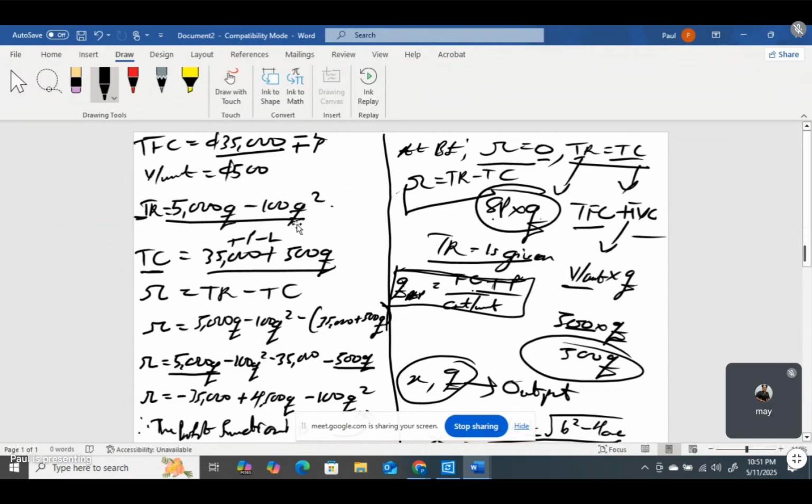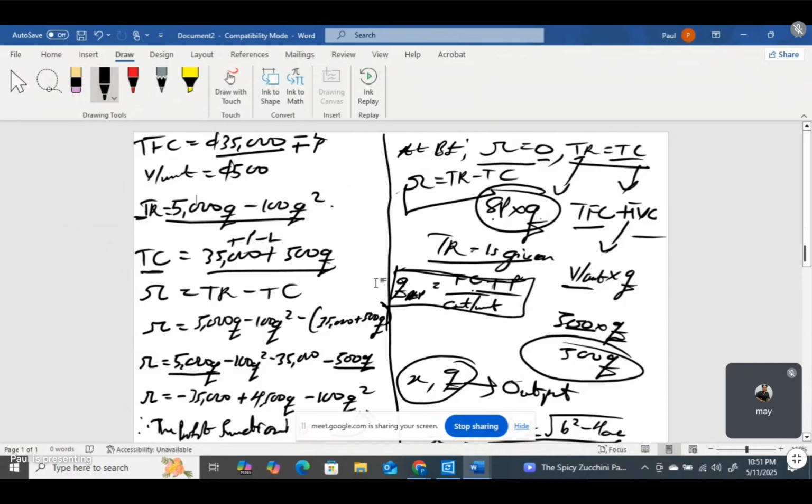Even from here, I can tell the price, but it's not my interest. That's why I didn't really explain it. Because when I factorize out Q, I can see that price will be 5,000 minus 100Q. So that's the price function. But that's not my interest. My interest is still on total revenue.